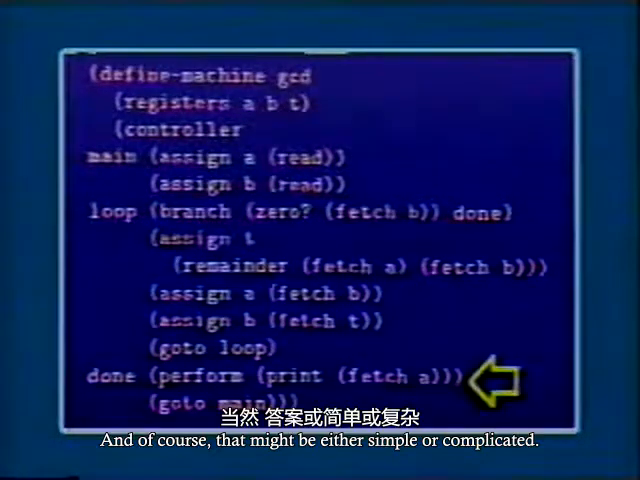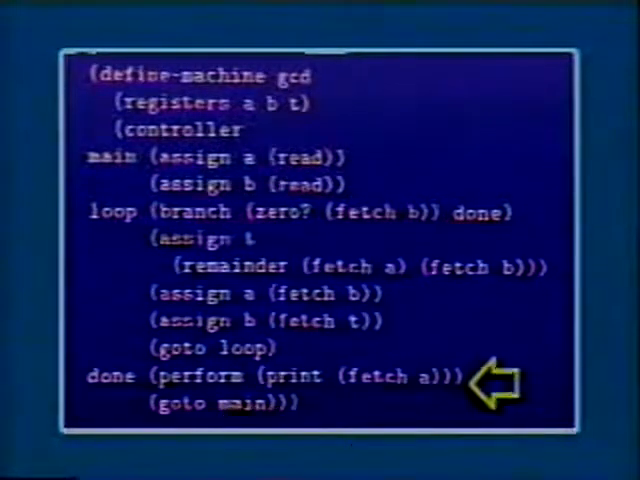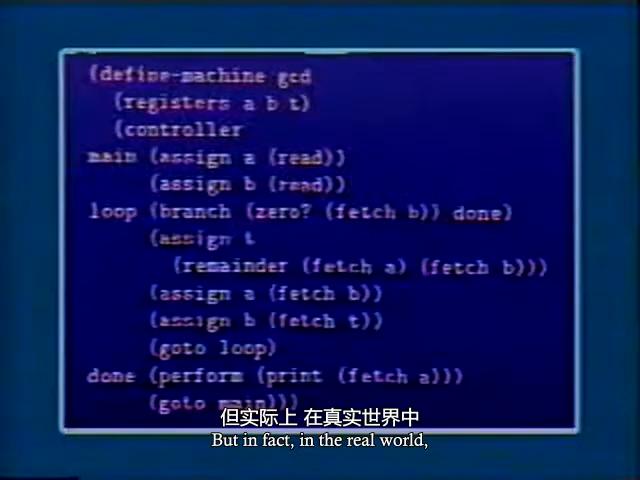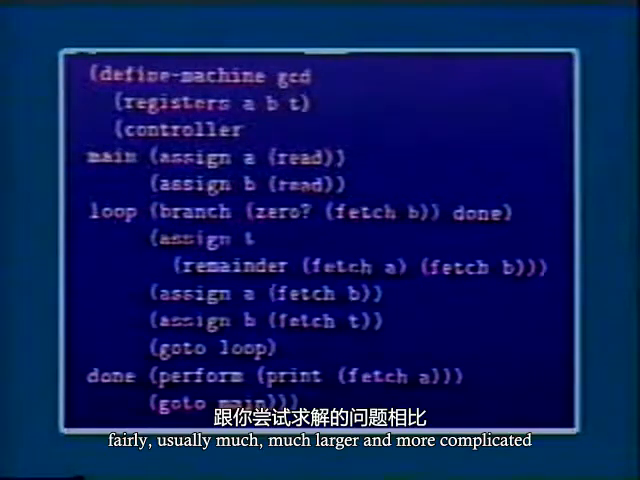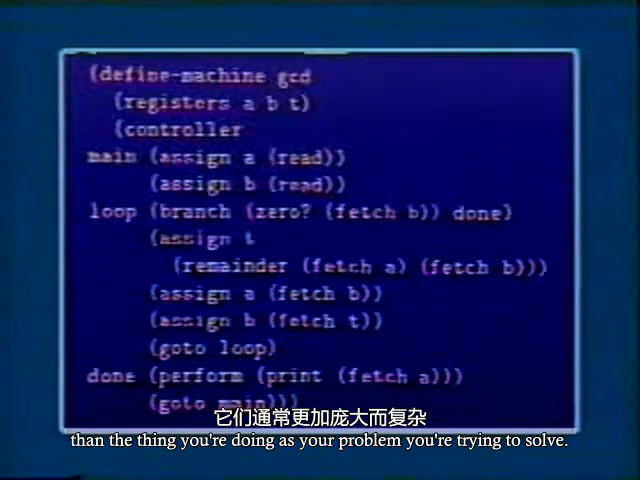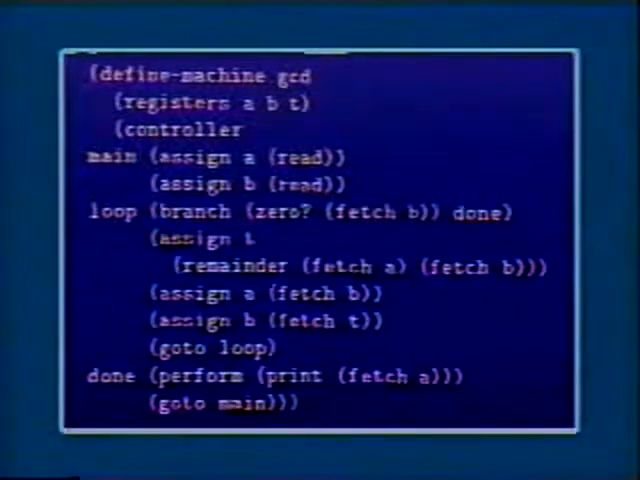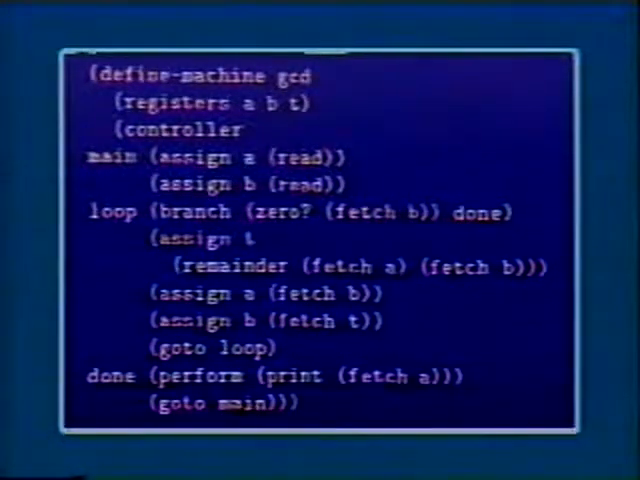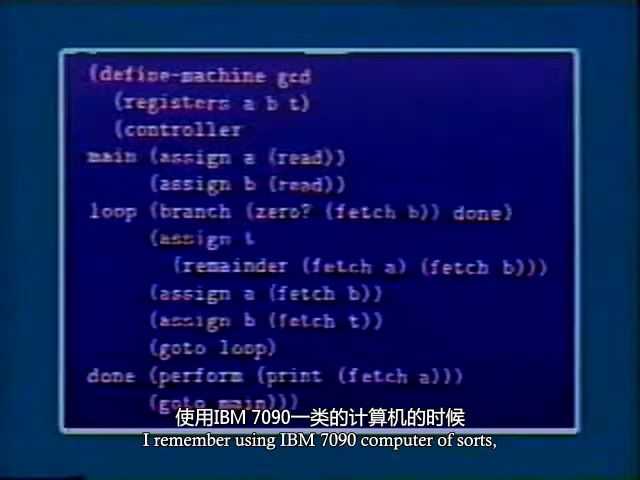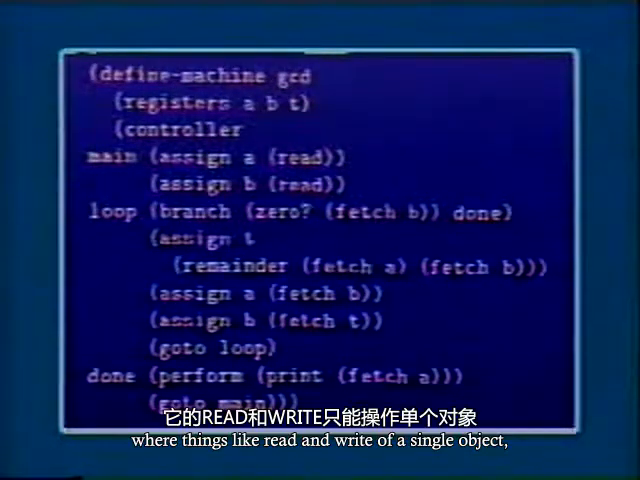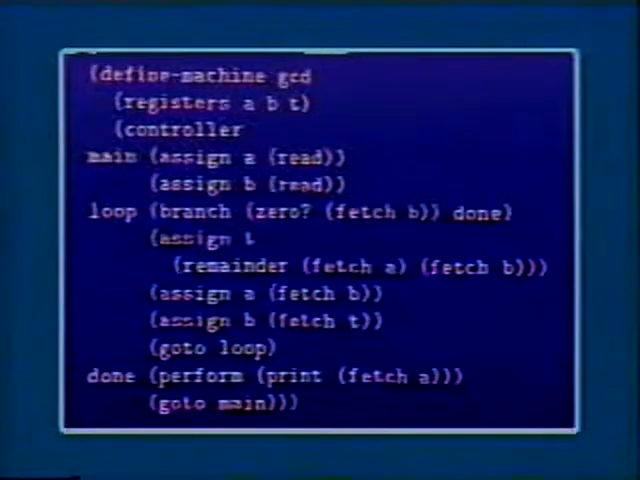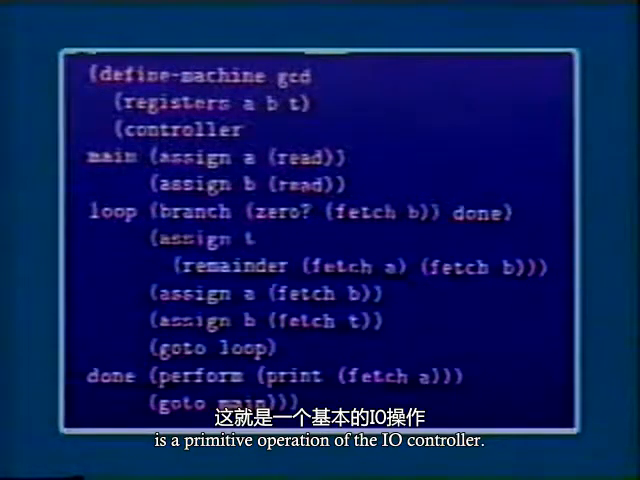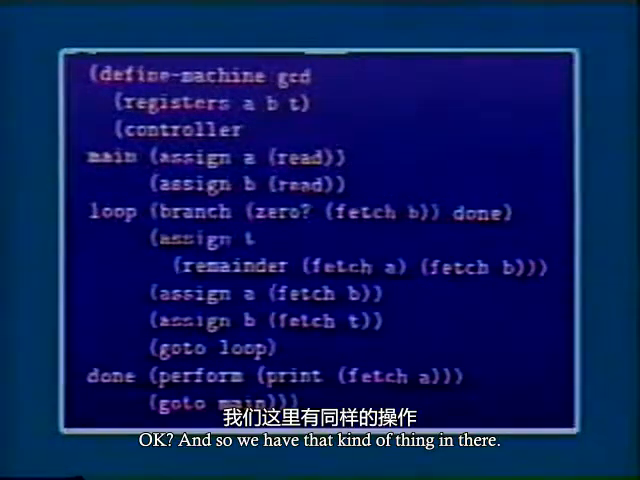And of course, that might be either simple or complicated. I'm writing assuming print is very simple and read is very simple. But in fact, in the real world, those are very complicated operations, usually much, much larger and more complicated than the thing you're doing as your problem you're trying to solve. Okay. On the other hand, I can remember a time when I was using an IBM 7090 computer of sorts, where things like read and write of a single object, a single number, is a primitive operation of the I/O controller. Okay, and so we have that kind of thing in there.